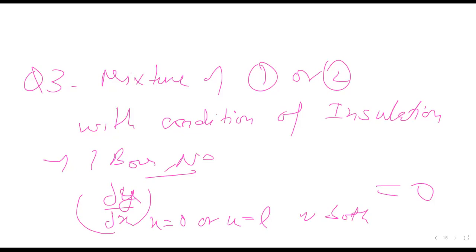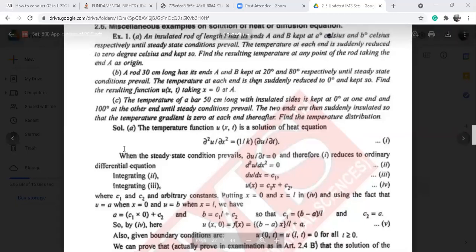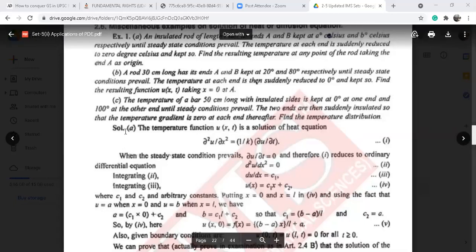Sir, we are not able to see the PDF. Oh, okay. Let me share it. Is it visible now? Yes, sir. Okay, great.